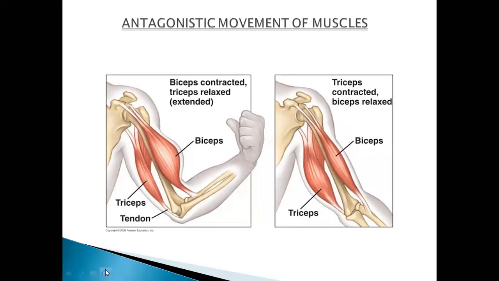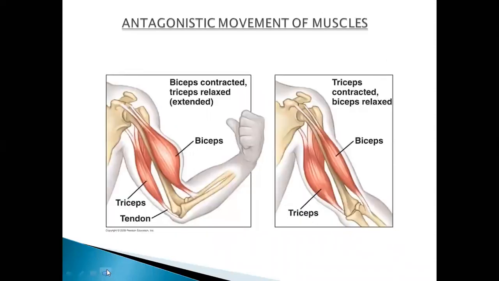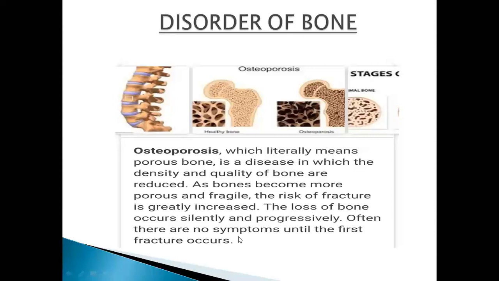We are going towards the disorders of the skeletal system. These are the disorders of your skeletal system, which can be of the bone and the cartilage. The following disorders of the skeletal system are important that I am discussing with you students. Now, the first is osteoporosis. Osteo means bones and porosis means that your bones become porous, right? Which literally means porous bone, a disease in which the density and quality of bones are reduced.